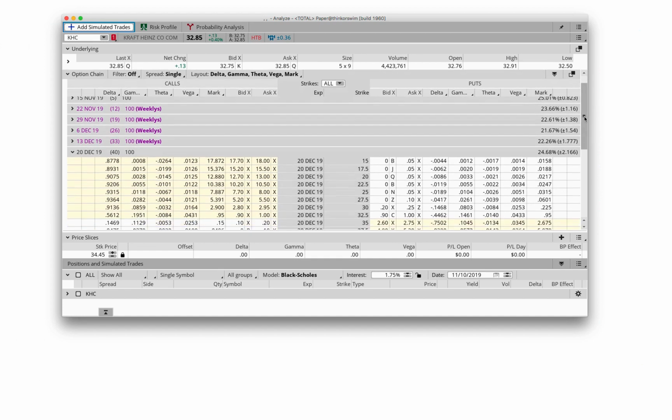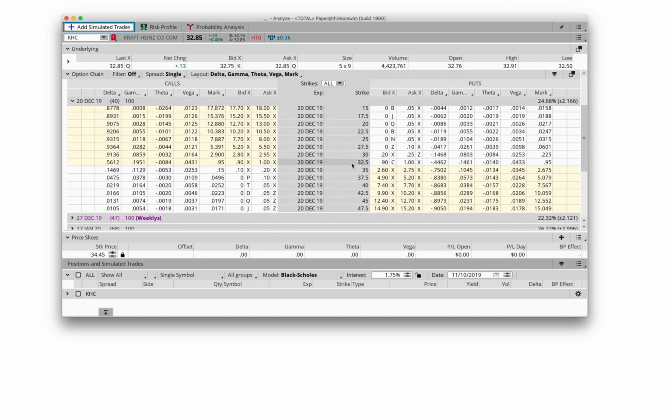Notice they change color. If it's trading at 32.85, notice that these are the at the money options, between 32.50 and 35, right? Over here on the calls, these are in the money and these are out of the money. And in the puts, these are out of the money and these are in the money.